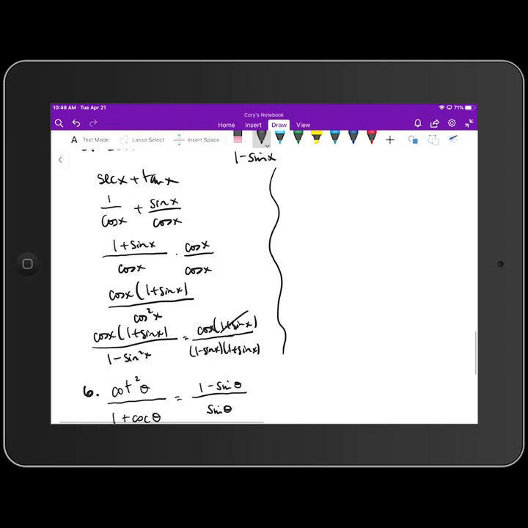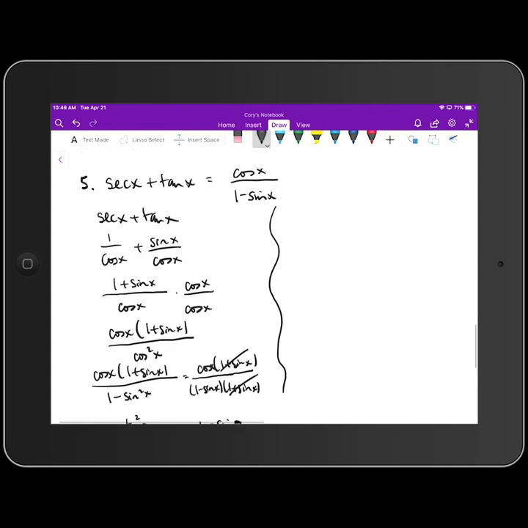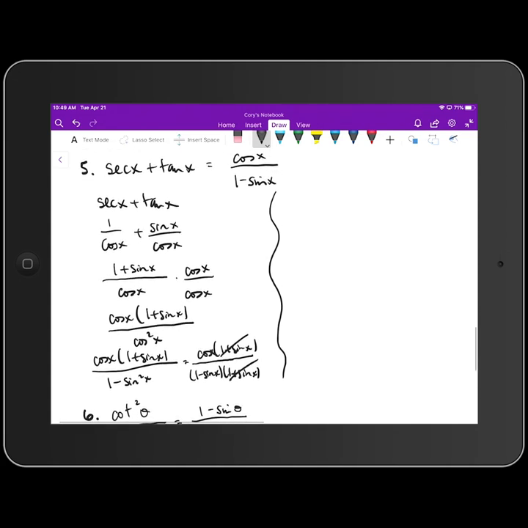and then we can cancel those factors of 1 plus sine. So that gives us cosine over 1 minus sine, which is what we were trying to show. We can also take the right-hand side and manipulate it using algebra and identities to show that it gives us the left-hand side. We would just work through this process in the reverse order of steps.